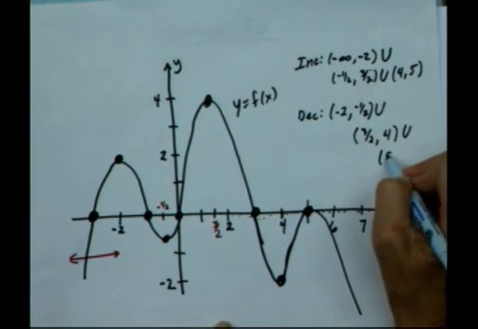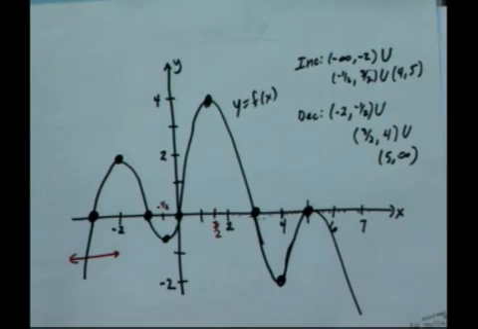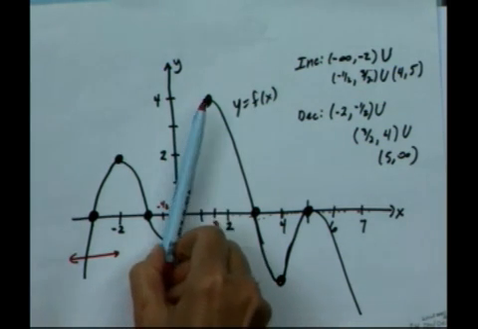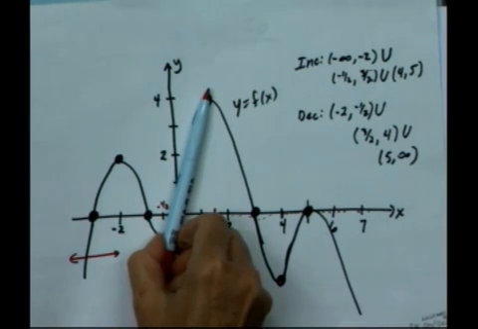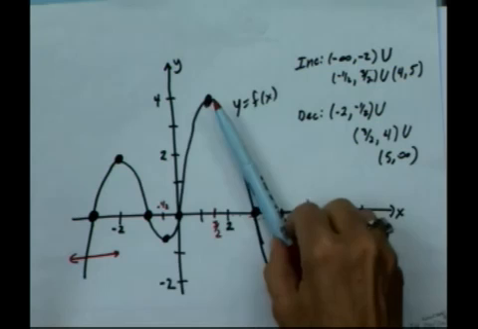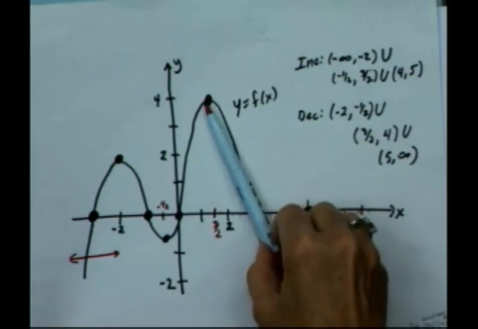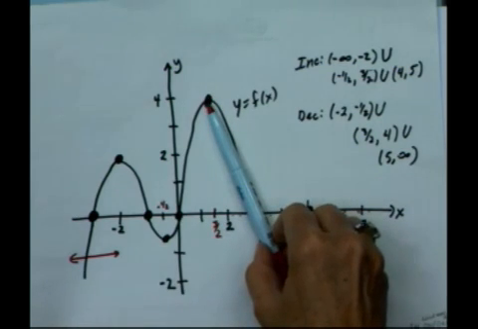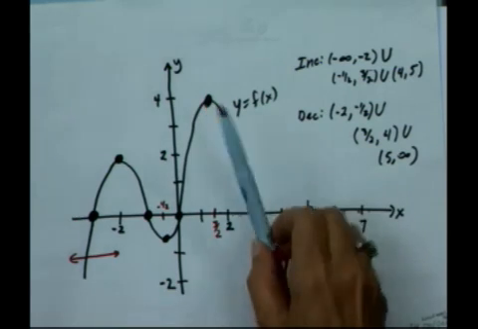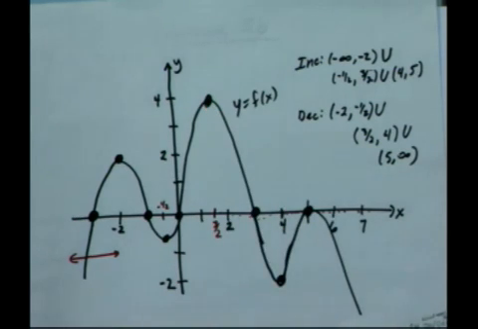Decreases from 5 to infinity. Okay? So basically, whenever you have positive looking slopes, your function is increasing. And when you have negative looking slopes, your function is decreasing. All right, let's look at how the book defines this.